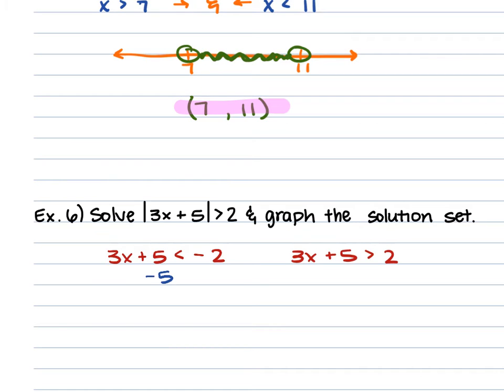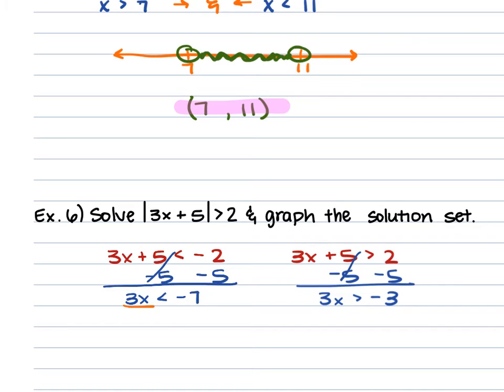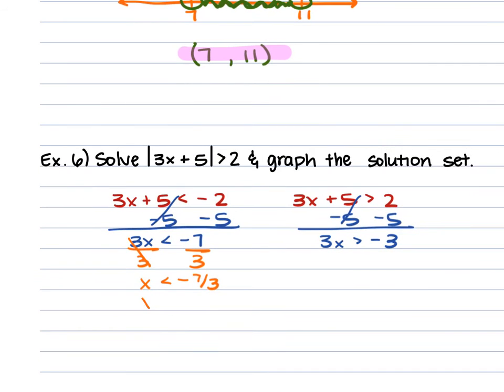I'm going to solve both of these by subtracting 5 from each side first. So I have 3x is less than negative 7, as well as 3x is greater than negative 3. I divide each side by that 3, and I give myself x is less than negative 7 over 3, which is the same thing as x is less than negative 2 1/3, as well as x is greater than negative 1. This is an or statement since my smaller number occurs on my left and my signs point out away from each other.